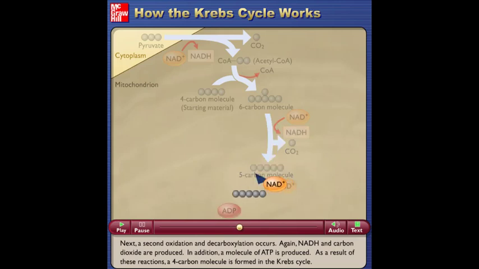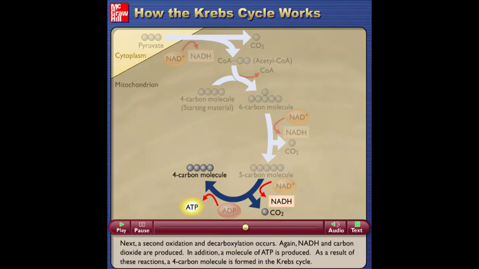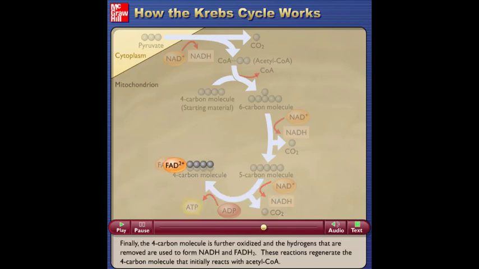Next, a second oxidation and decarboxylation occurs. Again, NADH and carbon dioxide are produced. In addition, a molecule of ATP is produced. As a result of these reactions, a 4-carbon molecule is formed in the Krebs cycle. Finally, the 4-carbon molecule is further oxidized and the hydrogens that are removed are used to form NADH and FADH2. These reactions regenerate the 4-carbon molecule that initially reacts with acetyl-CoA.